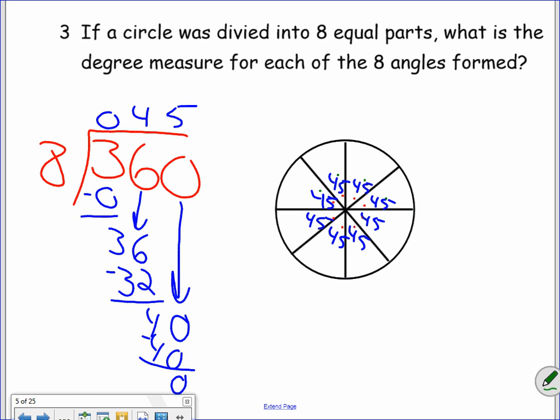45, 45, 45, 45. So 45 times 4, right? Because we have 4 of them. It's a straight line, so we know this number should equal 180. 5 times 4 is 20. 4 times 4 is 16 plus 2 is 18, 180.